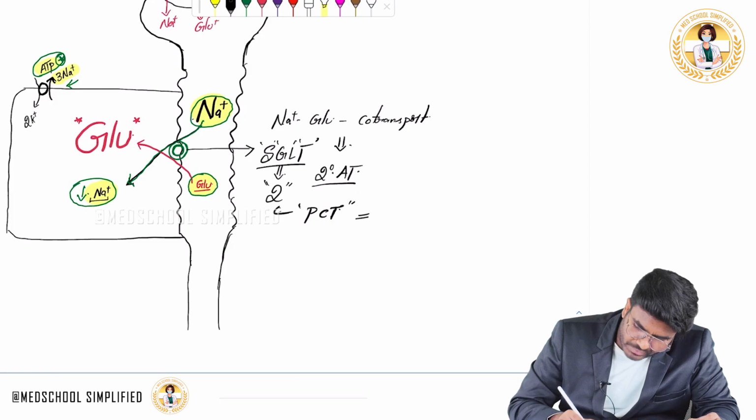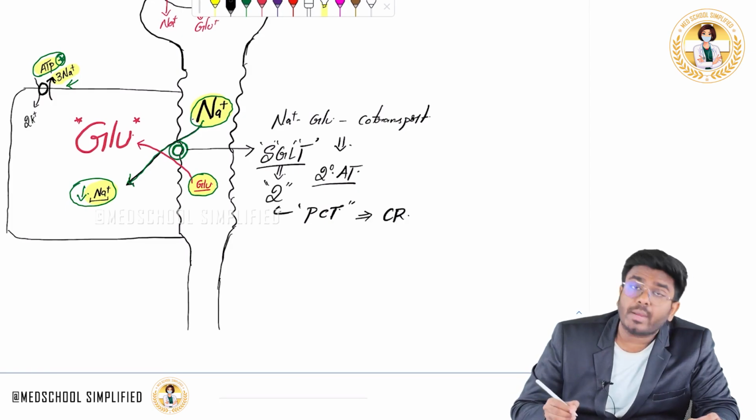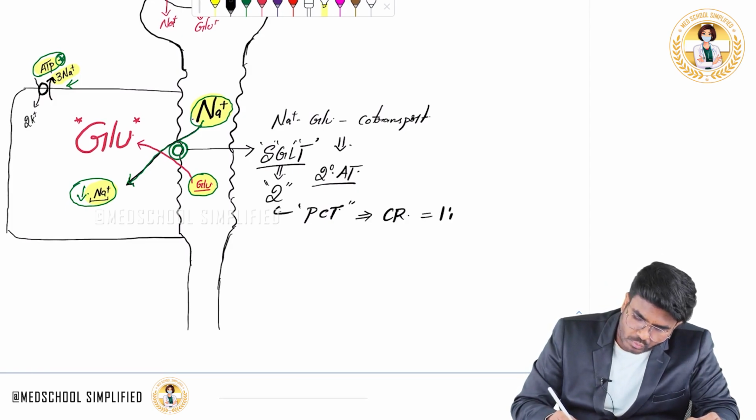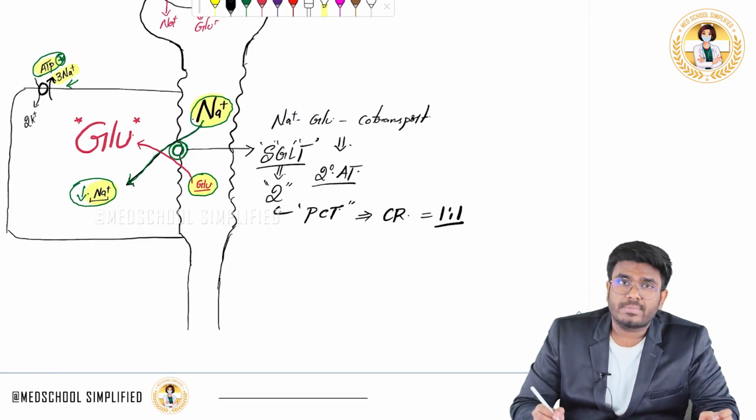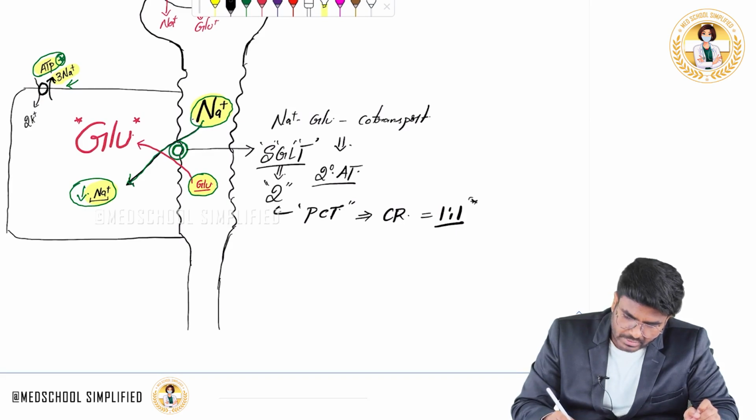Okay, SGLT type 2. What is the coupling ratio? The coupling ratio of this SGLT type 2 is also important. It is 1:1. It will take one sodium ion into the cell and one glucose molecule into the cell.